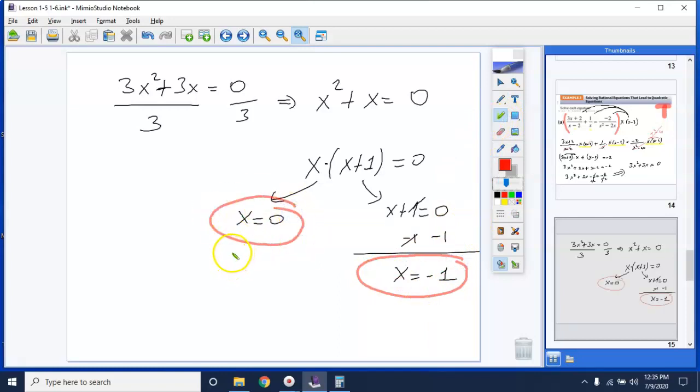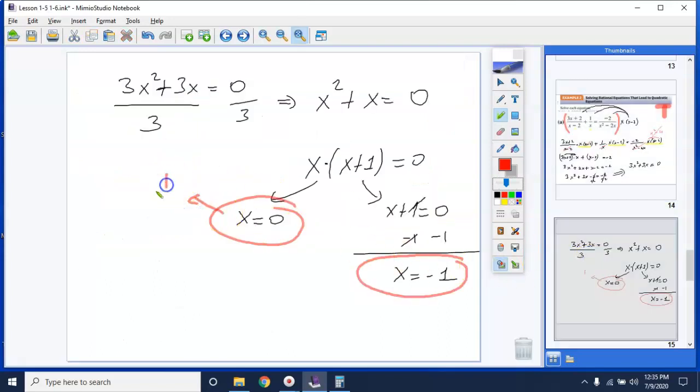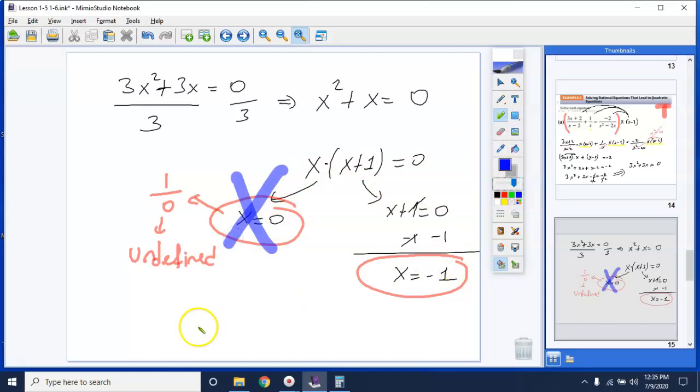But it's time to check my answer. If I plug them back in, do they make the equation undefined or what? I want you to see that we have a 1 over x here. If you plug in 0 here, it's going to be 1 over 0, which is undefined. So I cannot go with this one. This one is no. So my answer is x equals negative 1. Negative 1 doesn't make my equation undefined. It's fine. So I have only one solution, one answer, which is negative 1.